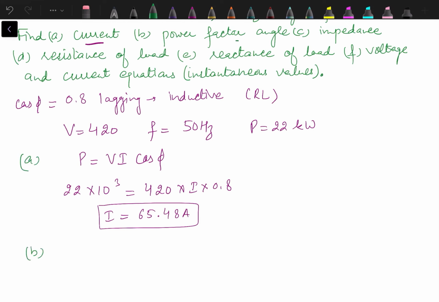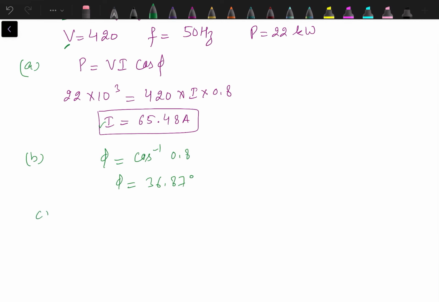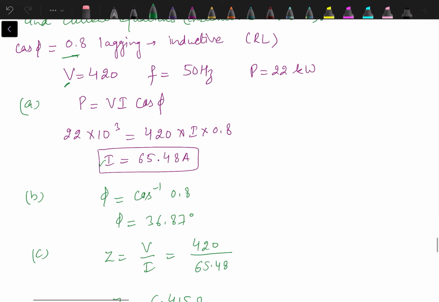Then part B is power factor angle. We have the power factor, so power factor angle phi will be cos inverse 0.8, which is actually 36.87 degrees. Then we have to find out the impedance. We have the value of current, we have the value of voltage, so we can calculate the impedance. Part C is impedance, which is V upon I, 420 upon 65.48. So impedance is 6.415 ohm.